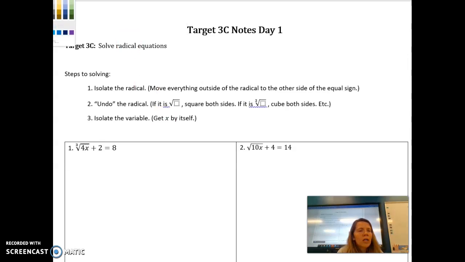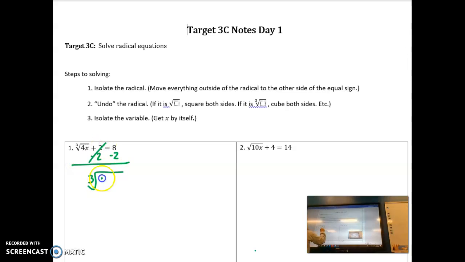So numbers 1 and 2 are ones that we talked about on Friday. Let's go ahead and solve them. Number 1, let's solve for x. The 2 is on the outside, so I have to subtract 2 from the other side. When I do that, I get the cube root of 4x equals 6. Okay, so step 1 is done.